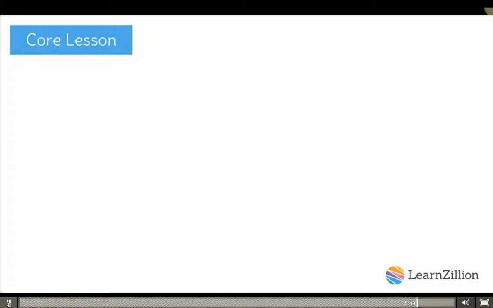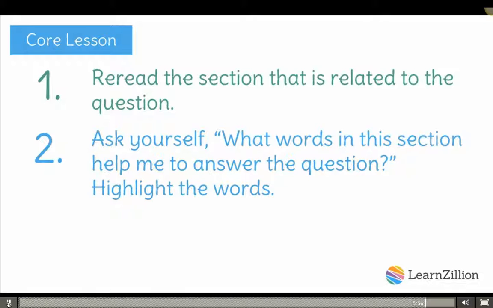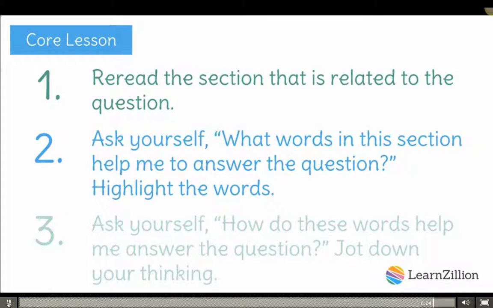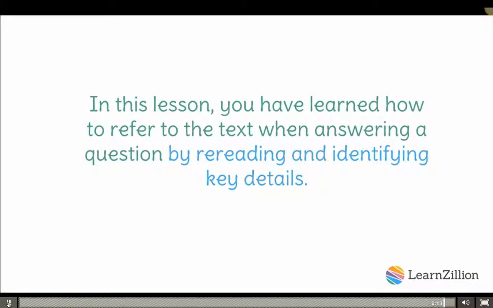Today we used 3 steps to guide us to answer a question. First, we reread the section that related to the question. Second, we asked ourselves what words in the section helped us to answer the question, and we highlighted those words. And third, we asked how the words helped us answer the question. Then we wrote down our thoughts. In this lesson, you have learned how to refer to the text when answering a question by rereading and identifying key details.